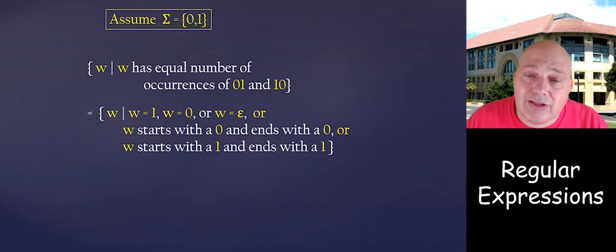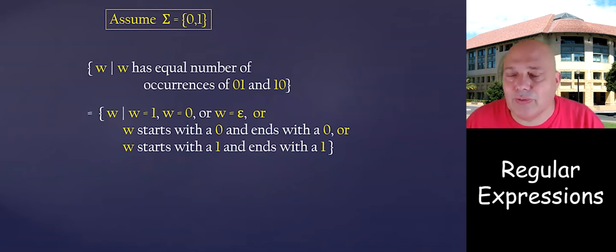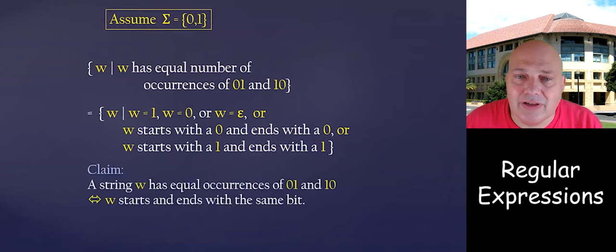Now, this representation is much easier to have with a regular expression. It's not a beautiful or nice or simple regular expression, but it's definitely doable. Right, so this is the claim. The claim is that a string W that has an equal number of occurrences of 0,1 and 1,0 starts and ends with the same bit.